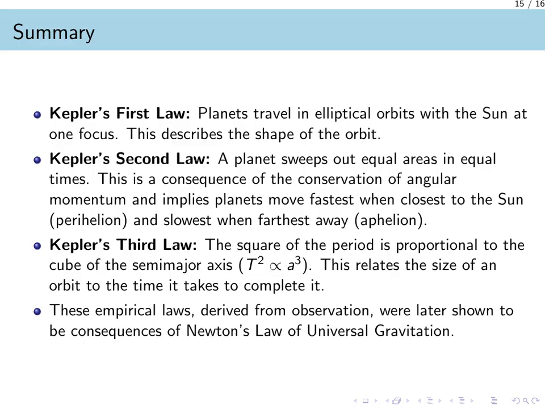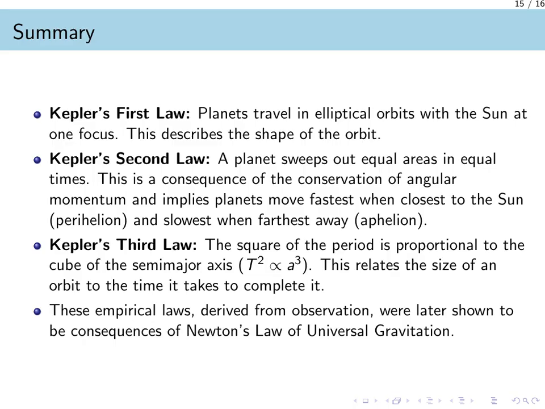Let us summarize Kepler's 3 laws of planetary motion, which together give us a powerful framework for describing orbits. First, Kepler's first law describes the shape of the orbit. Planets travel in elliptical paths, not perfect circles, with the Sun located at one of the two foci.